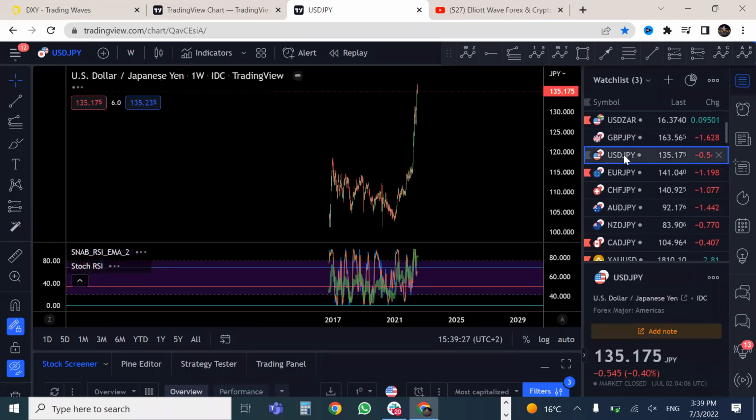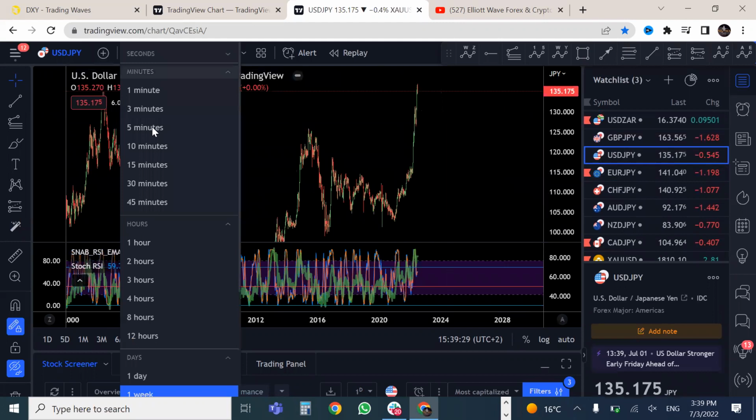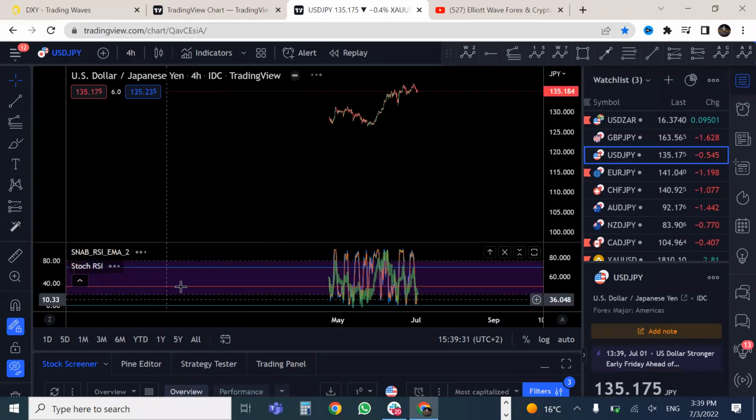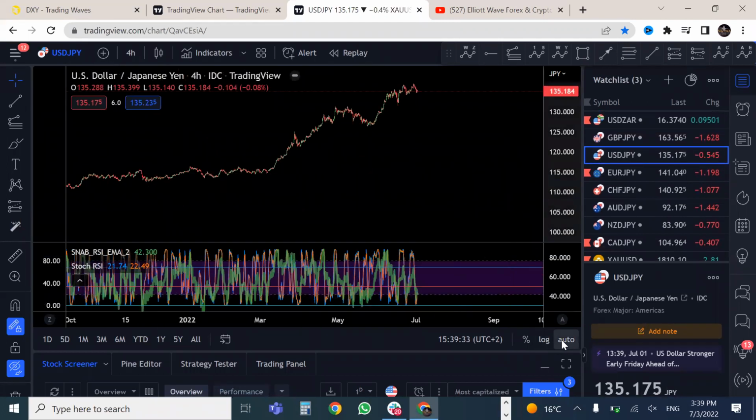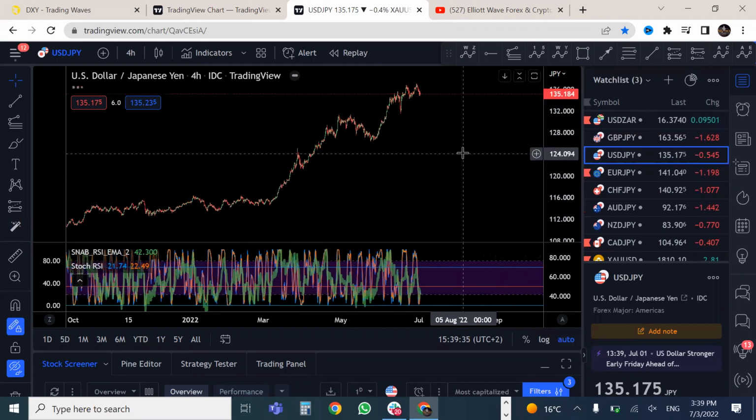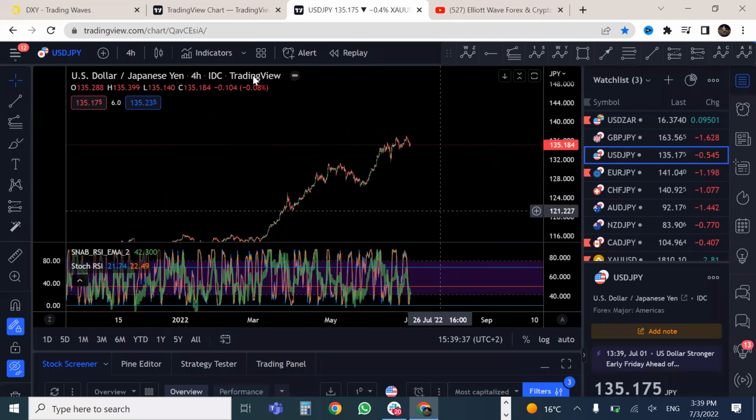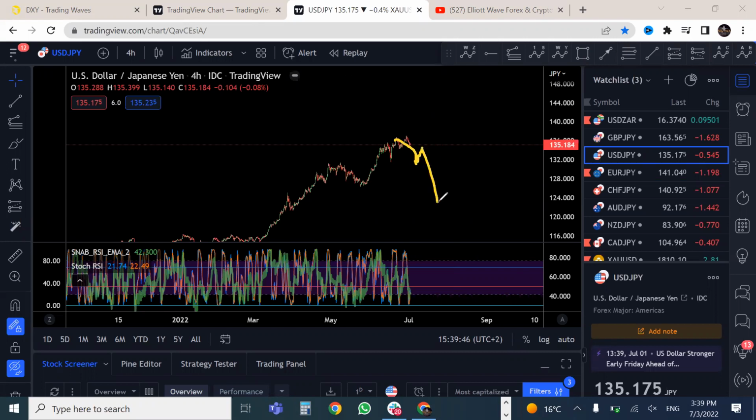US dollar yen. Let's go back to the 4-hour. US dollar yen also consolidating around the same area, but very strong divergence as well. So let's see here. This structure needs to give us a clear corrective structure. We need to see a clear corrective structure here as far as the US dollar yen is concerned. We need to see one more up here before the drop or the pullback.